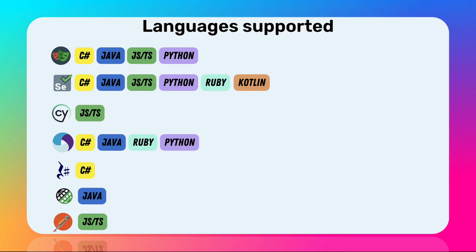And Cypress as a tool supports JavaScript and TypeScript. Appium supports C#, Java, Python, and Ruby. RestSharp supports C#, Rest Assured supports Java, and Postman supports pretty much JavaScript and TypeScript, but it is called Postman script. That's how these languages are being supported by these automation testing tools.